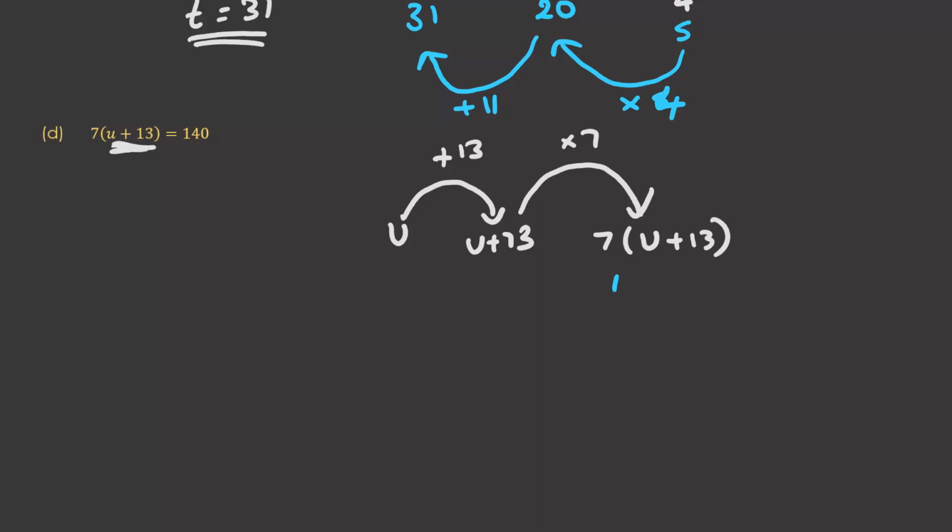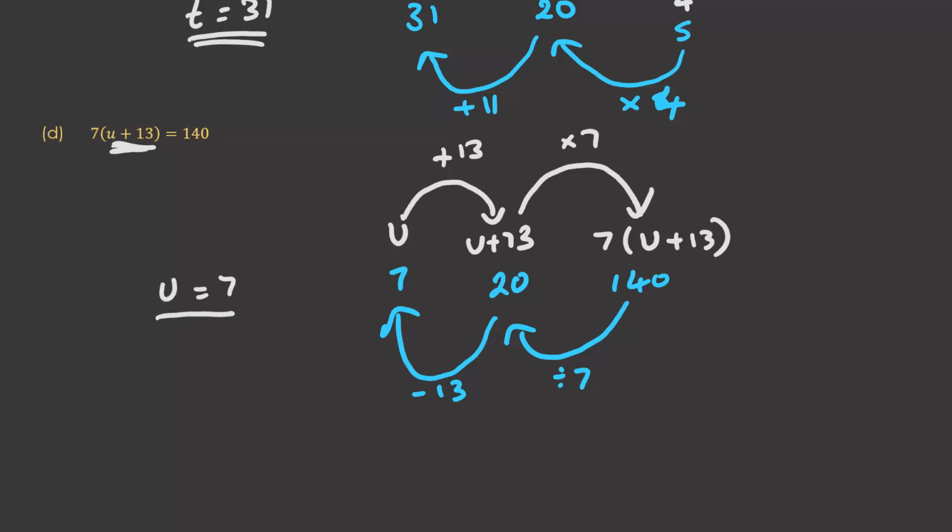Now work backwards. 140. Divide that by 7 and you get 20. Subtract 13 and you get 7. And therefore u is equal to 7.